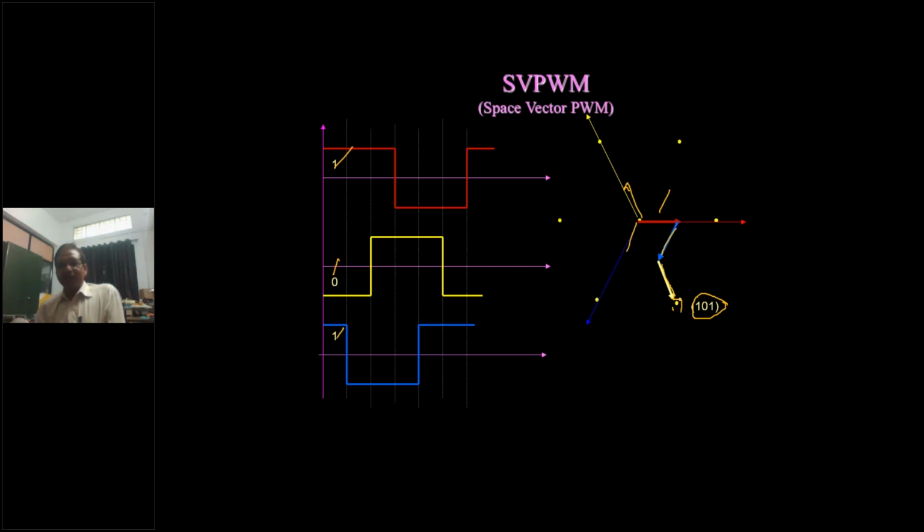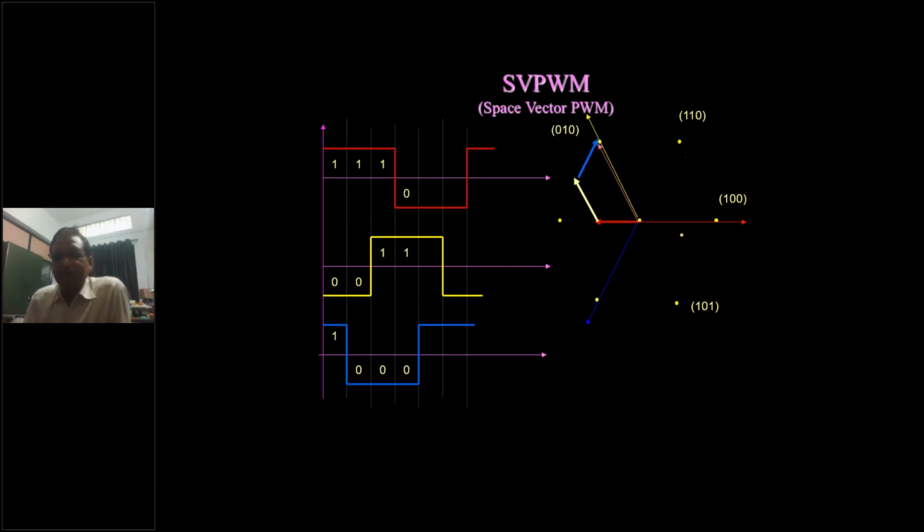Similarly, this point becomes 1, 0, 0. What is the meaning of this? R phase is a positive output voltage. 0 means Y phase is a negative output voltage. B phase is this one, negative output in the opposite direction.